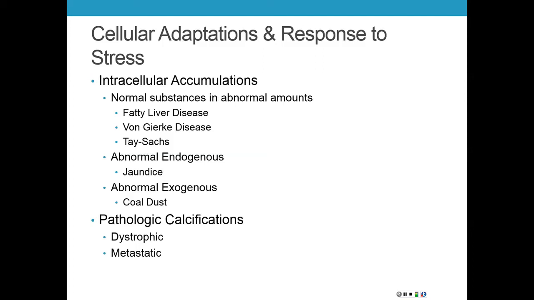And then you have abnormal exogenous components. Coal dust is what I listed there. There are all kinds of things from the environment, asbestos and other things, that could start to accumulate in the cell.